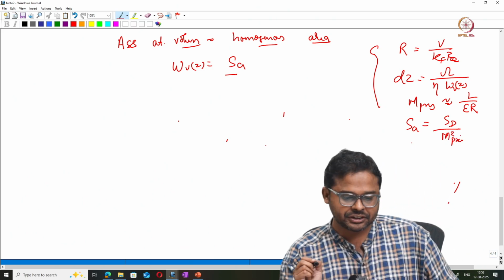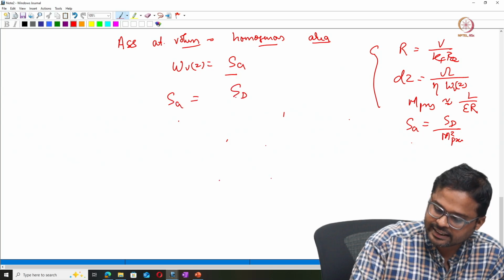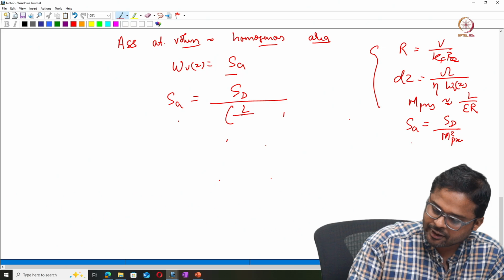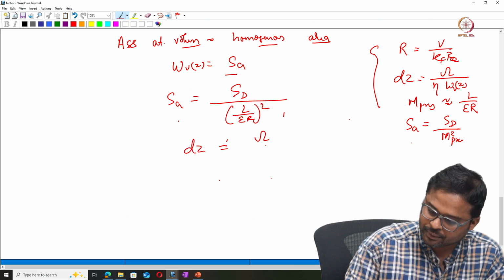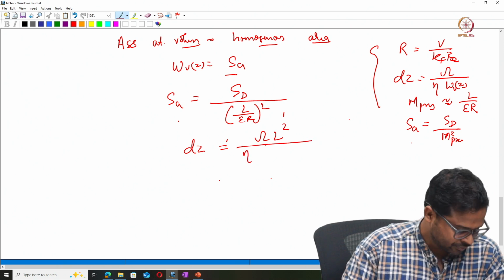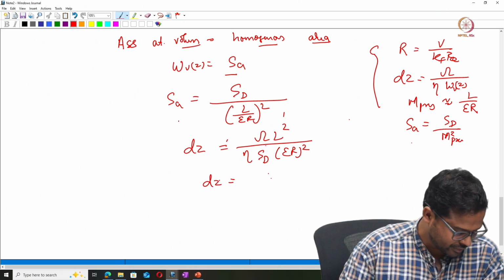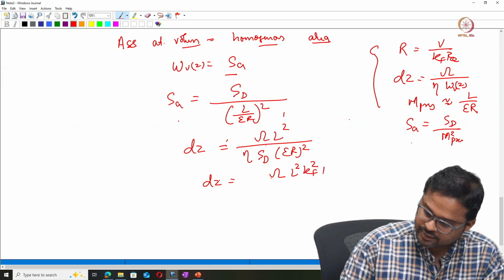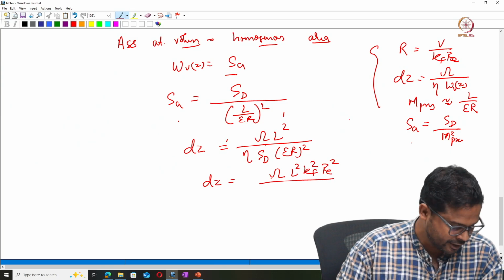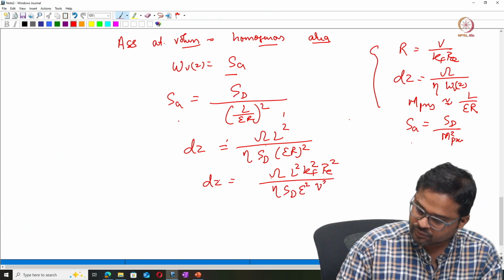By using these five equations, you can write SA equals SD divided by (L divided by xi R) whole square, which gives dz equal to atomic volume times L square divided by SD xi R square. And dz can again be written using the earlier equation as atomic volume times L square times KF square times evaporation field square, divided by efficiency times SD times xi square times voltage applied.